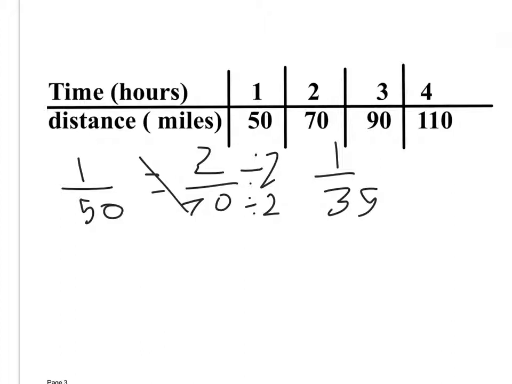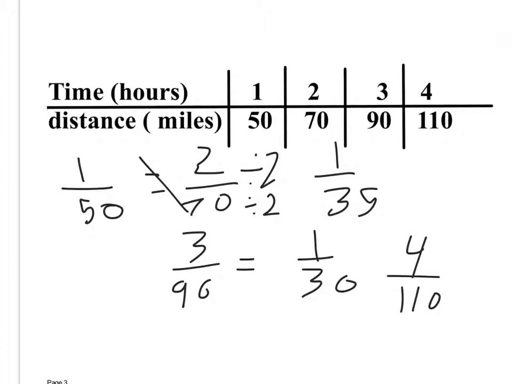So let's see if 390 is proportional. Divide both those by 3, and I get 1/30. Is that equal to 1/50? No. And if I was to do 4/110, I would get 1/27, 28, something like that. Is that equal to 1/50? No. So I would write no.